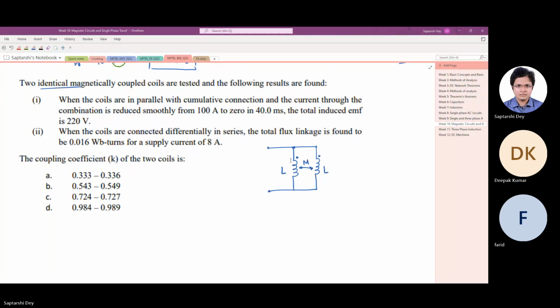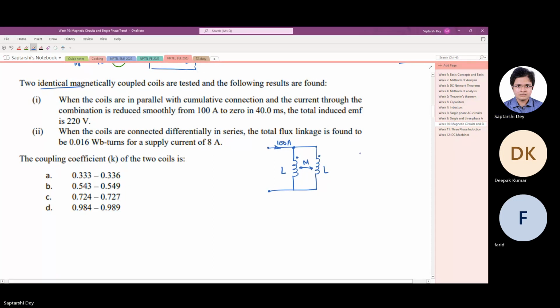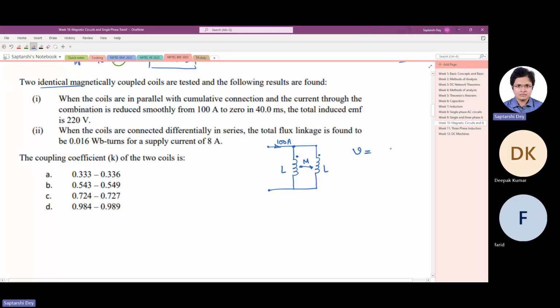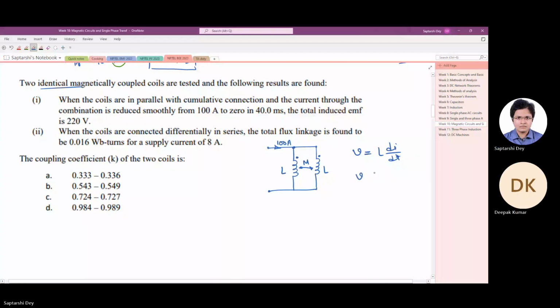Now the question is, the current through the combination is reduced smoothly from 100 ampere to 0 ampere in 40 millisecond. So there was some current in the combination, here 100 ampere, and that would reduce. Now what happens is, if you have a pure voltage source across an inductor, then the equation becomes V equals L di dt.